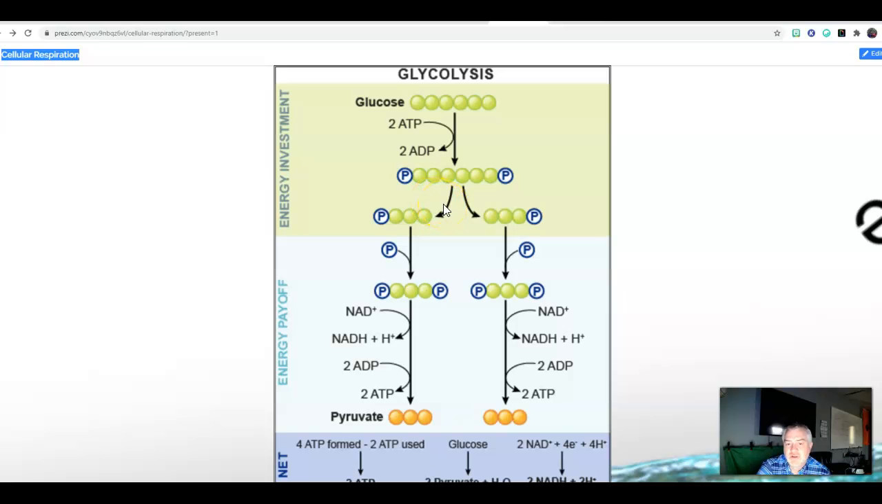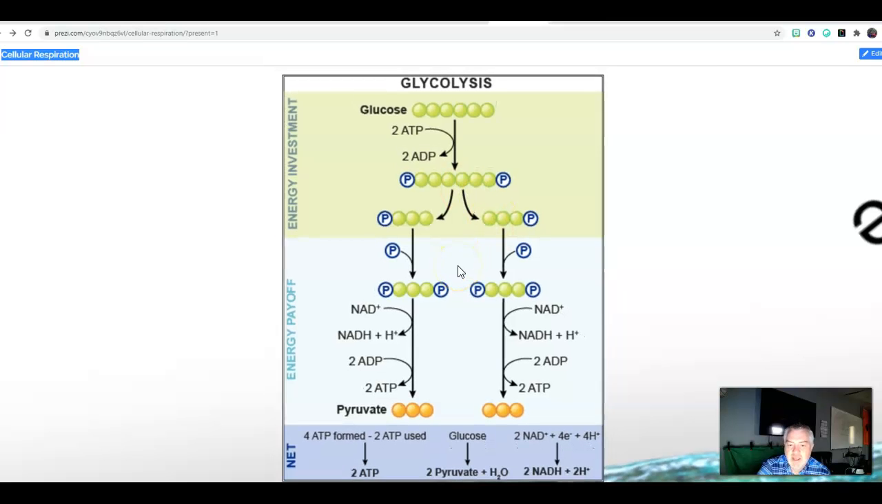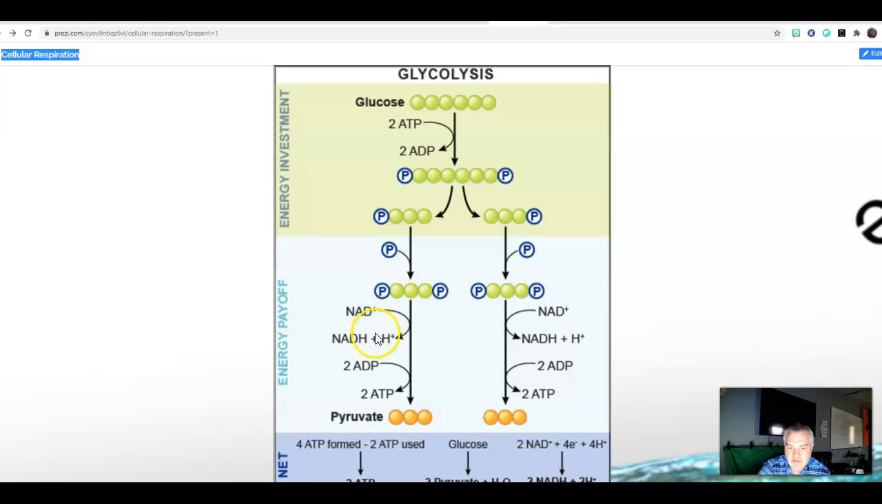So those two molecules are going to be split by a series of reactions using different enzymes, which we're not going to go into. And then we come down into the energy payoff stage, and you'll notice here we're going to add a couple of what we call inorganic phosphate groups to either side of these 3 carbon molecules. We are going to then generate 2 ATP per 3 carbon molecule. So 2 ATP here and 2 ATP here. You'll notice exactly the same process is going on for both of these.